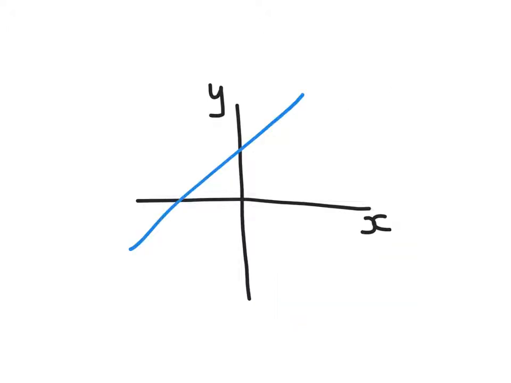Before we get started, a little bit of background information. So here we have a linear graph. We've got a straight line graph and it's plotted on our Cartesian plane. Now this line cuts through the y-axis just here, and we call this point here our y-intercept.